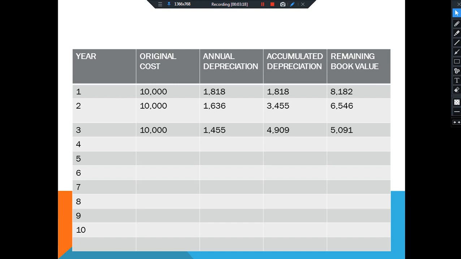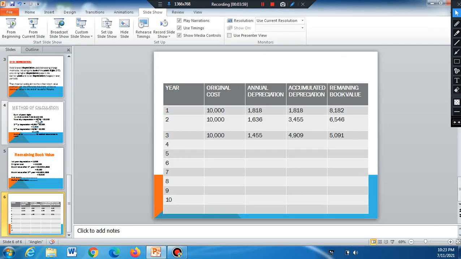Firstly, take a look at the template which I have prepared. Number of years I have taken in the first column. Original cost of the machine or of any fixed asset. The third column is the annual depreciation. The fourth column is the accumulated depreciation. And the fifth column is the remaining book value column. In the first year, the original cost of the machine was 10,000. This is just an example to make you understand. The annual depreciation is 1818, but how has it come? We will see in the method of calculation.